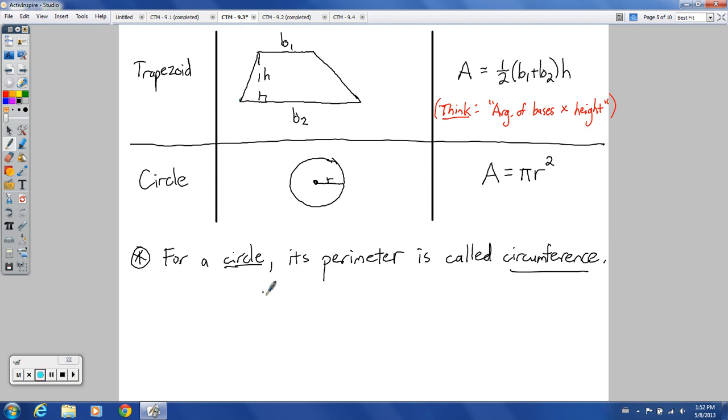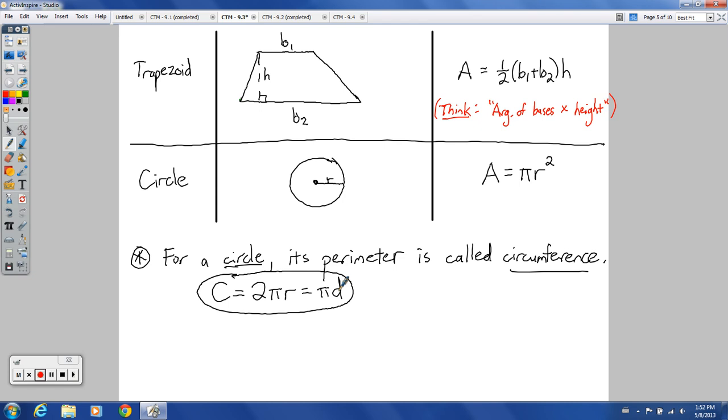And circumference, we usually use a capital C for that. Circumference equals 2 times pi times r. You can also say it's pi times d, so I'll write both of those things down. It's pi times diameter, or it's 2 pi r. So it depends on the situation, what you're given.